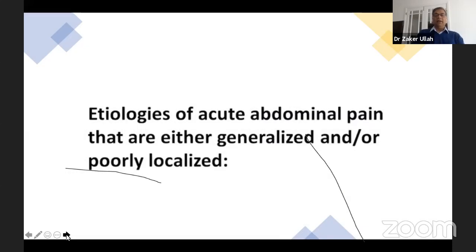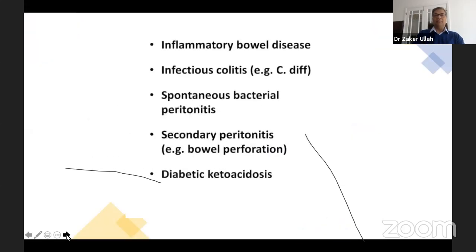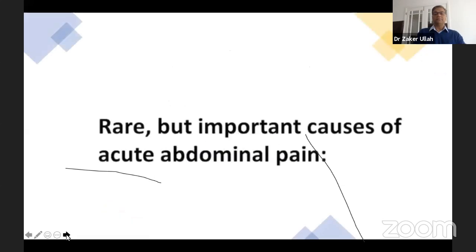Etiology of acute abdominal pain, either generalized or poorly localized. Some of the conditions you have to remember, for example, inflammatory bowel disease. It's not very common in Bangladesh, but it is very common in Western countries. Infectious colitis, spontaneous bacterial peritonitis, secondary peritonitis due to bowel perforation, or diabetic ketoacidosis. Some patients with diabetic ketoacidosis can come with abdominal pain. So you have to have this in your mind.